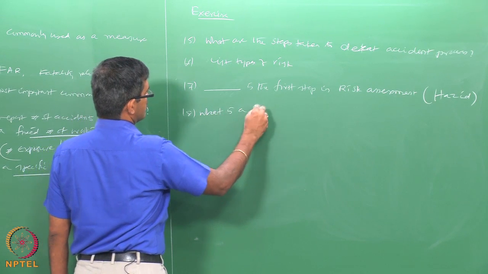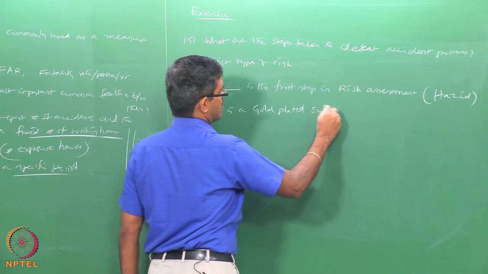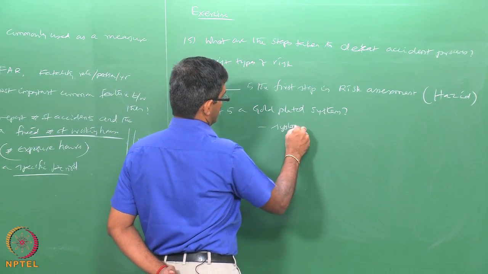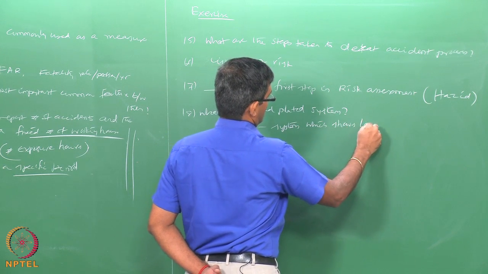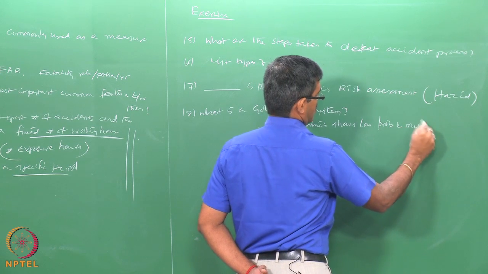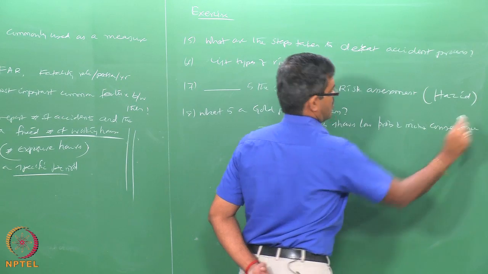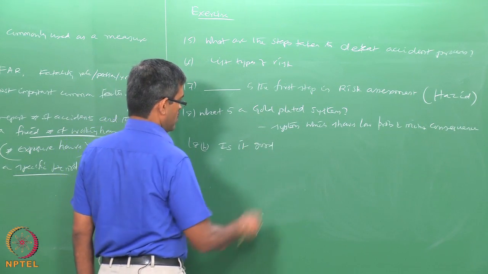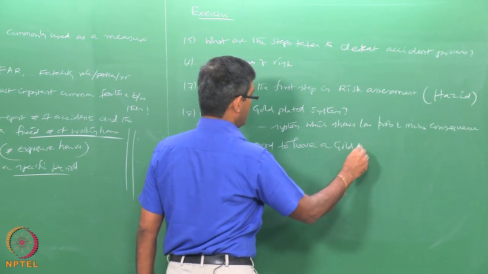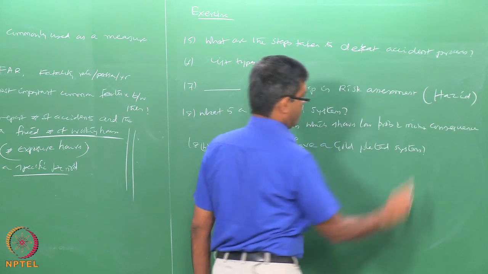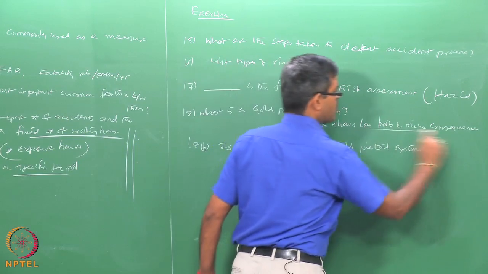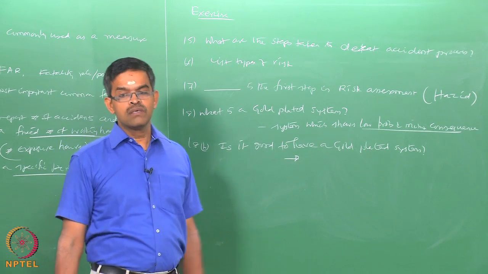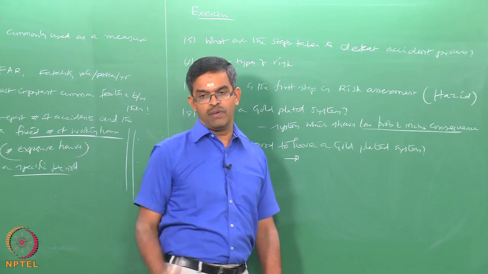What is a gold-plated system? It is that system which shows low probability and minimum consequence. The question asked is, is it good to have a gold-plated system? The system which shows low probability and minimum consequence is always the best, no doubt about it. But this is an indication that unnecessary budget has been spent on a system to retain as a gold-plated system. That is the problem. Okay?